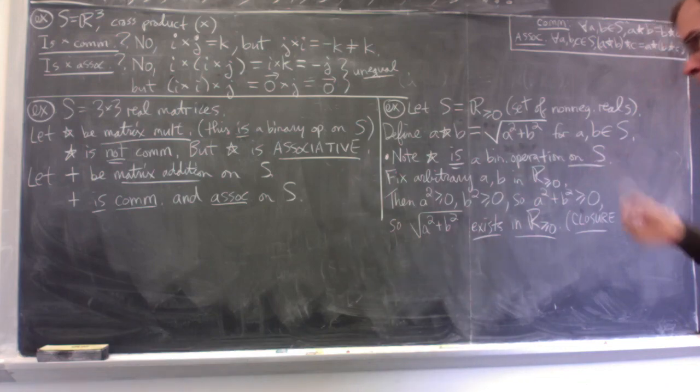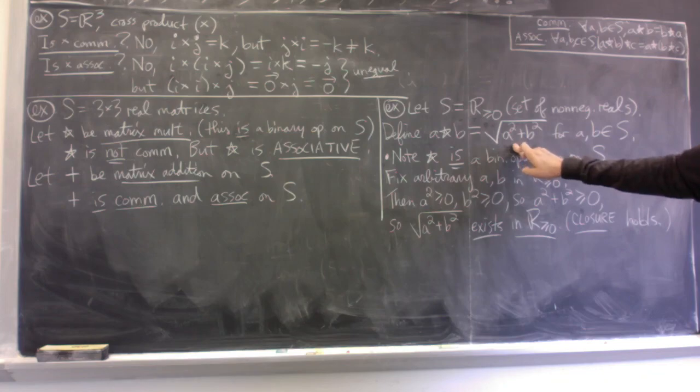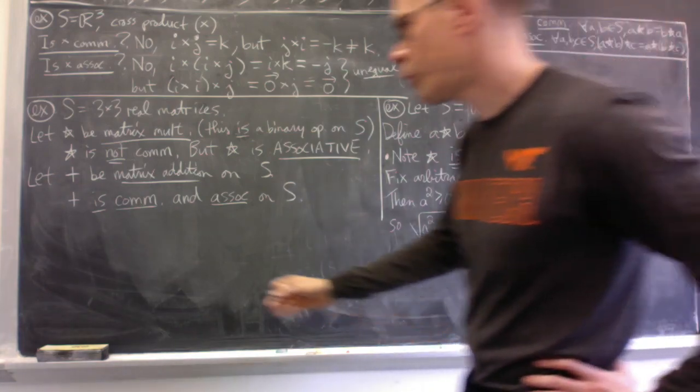So sometimes you have to go through a little bit of a proof for closure, even. But what I really wanted to do, actually, was to prove the commutativity, and believe it or not, this is actually an associative operation as well. Let's see what the proof of that would look like.